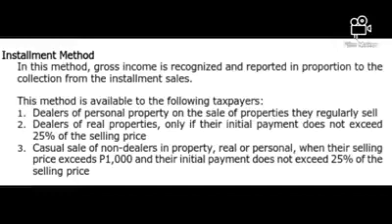And this method is available to the following taxpayers. 1. Dealers of personal property on the sale of properties they regularly sell. And then 2. Dealers of real properties only if their initial payment does not exceed 25% of the selling price. Number 3. Casual sale of non-dealers in property, real or personal, when their selling price exceeds 1,000 pesos and their initial payment does not exceed 25% of the selling price.